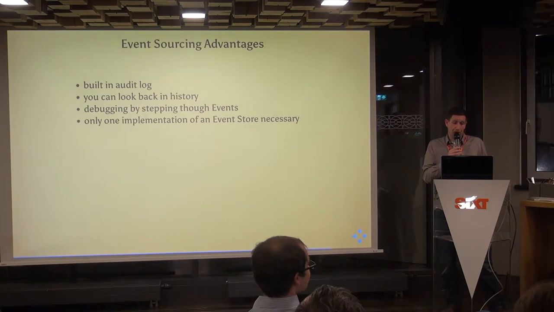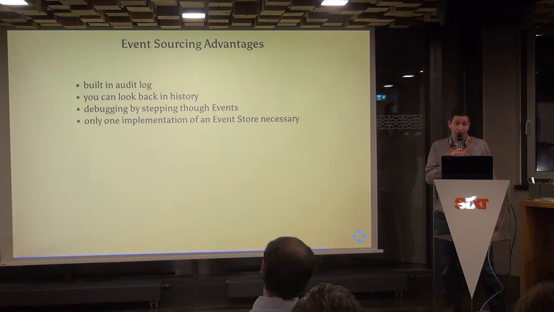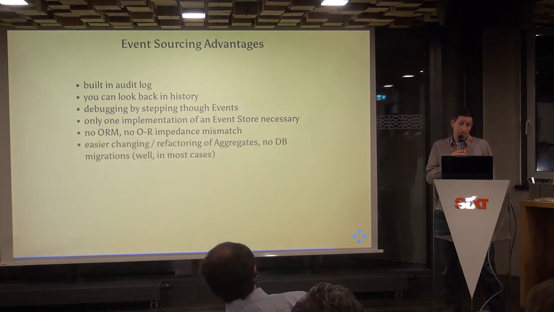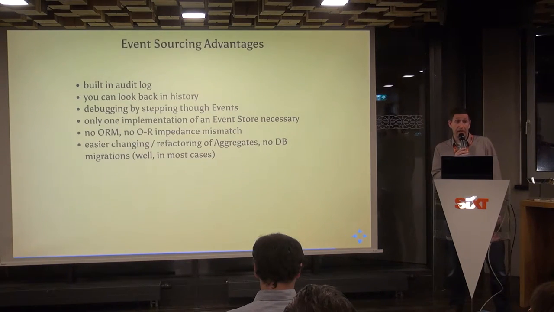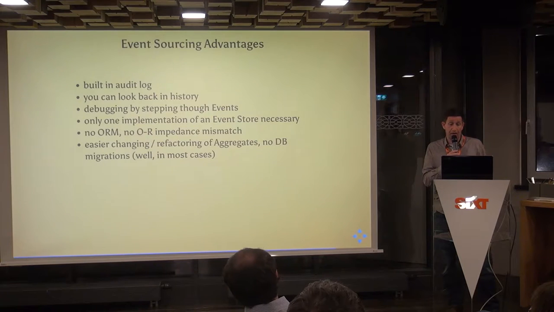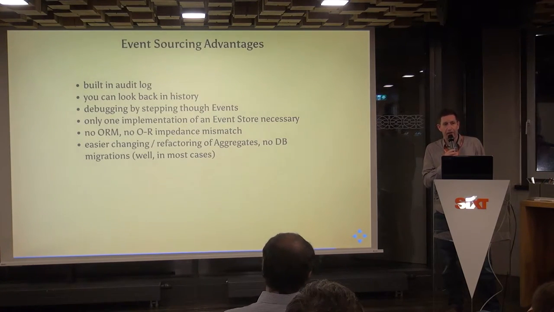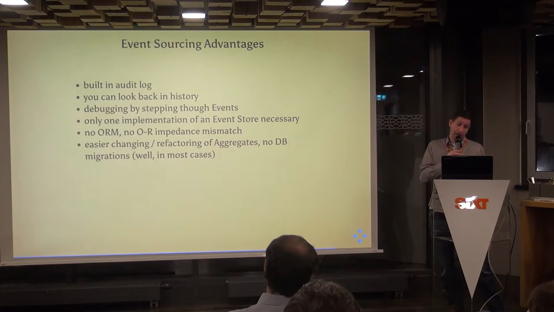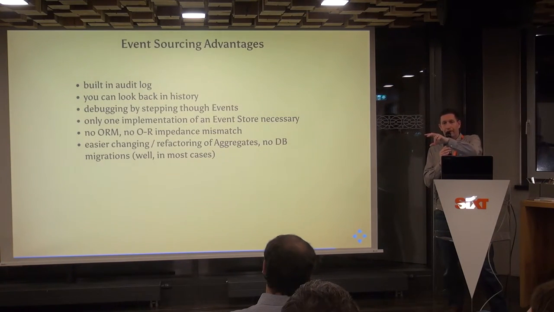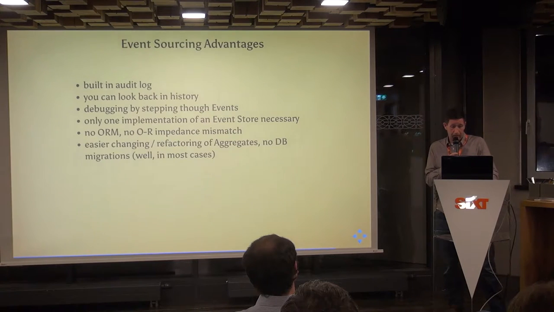We have no ORM. Because there is no object-relational impedance mismatch, it's in most cases way easier to change or refactor an aggregate, because no database migrations are necessary in most cases, unless you change the capabilities of your event store, for example. There are also examples where refactoring aggregates is still a bit more complicated, when you have wrong boundaries, so stuff that is in one aggregate turns out it should be in a different aggregate. Then it gets a bit more tricky. But I think that's also quite easily addressable.